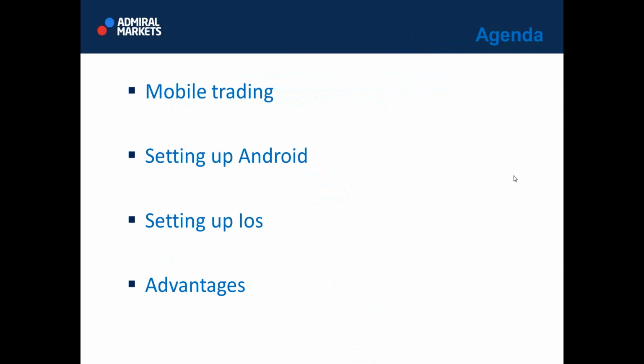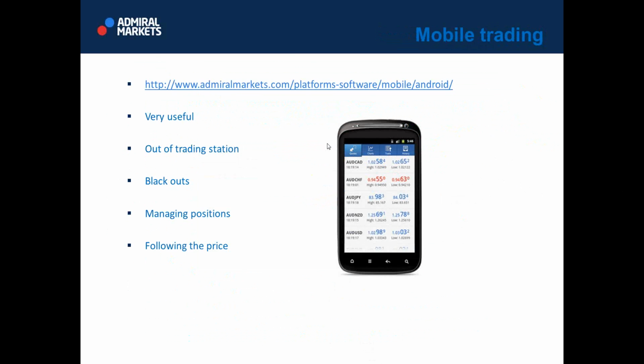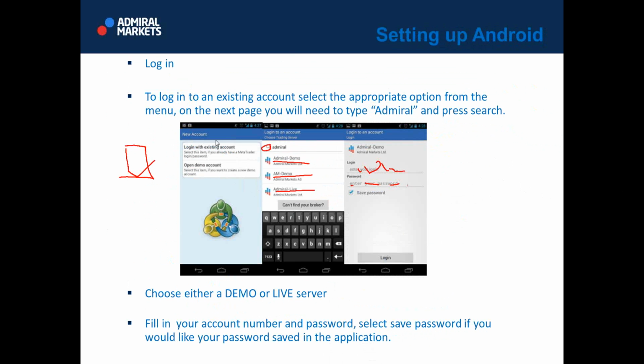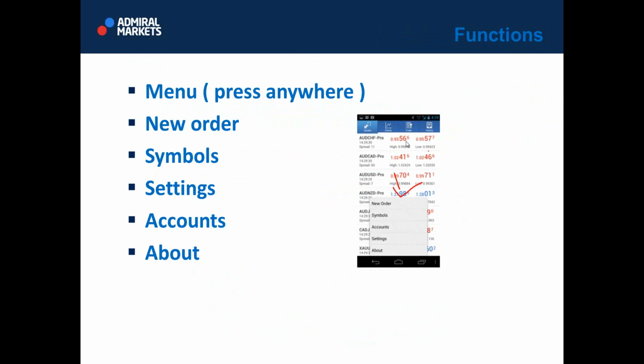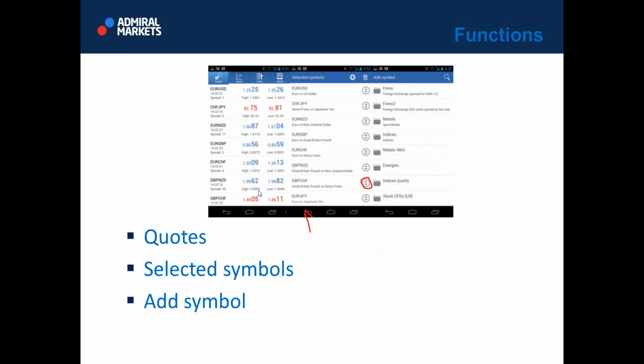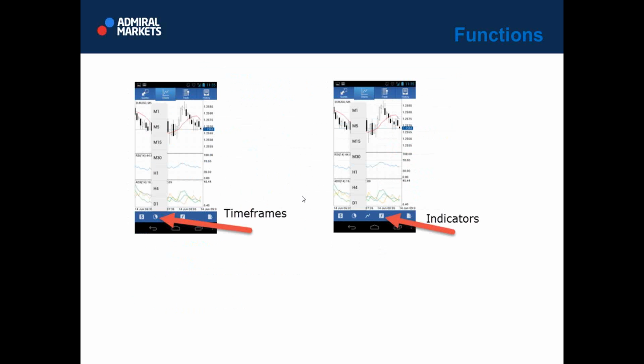So, once more, and we can continue. You need to download and install the platform, then you will be given the option to log in with a live and demo account. Once you log in, you will see the menu. Pressing menu anywhere on the screen will bring you this box: your order, symbols, account, settings, about. Then, if you see the quotes and you want to add a symbol, you just long press here and then select plus, add symbol from there to there, move your symbol, and you can trade the currency pair. This is for time frames, this is for indicators, this is for pairs.